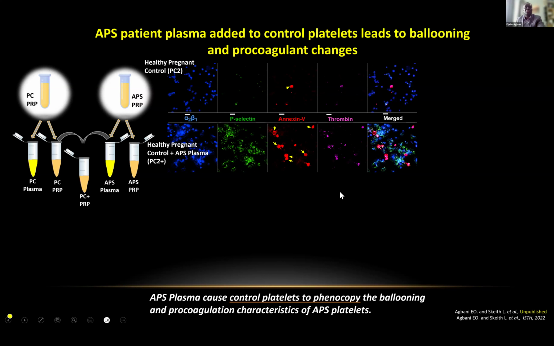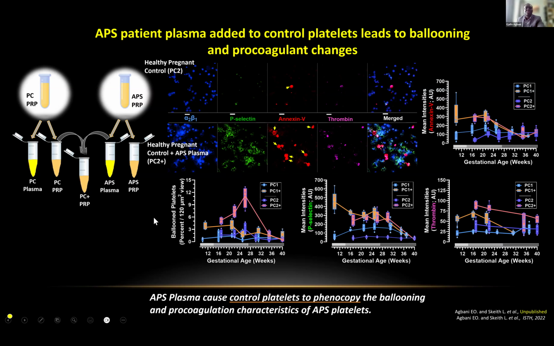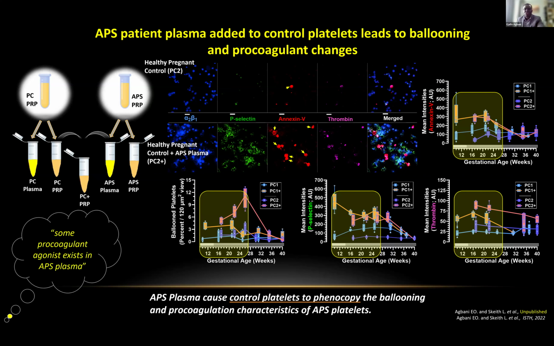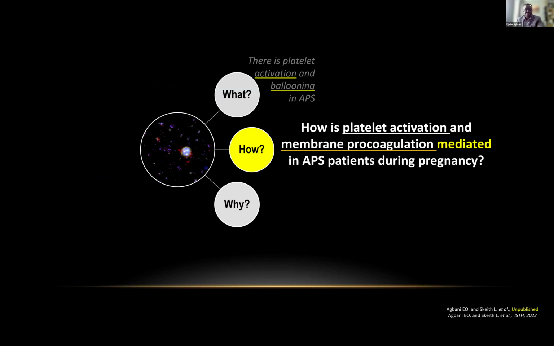Thrombin on the membrane. So clearly there's something going on there, showing that APS plasma can. From this, we see that this stimulatory effect can go up to about 20 weeks of week 28. For this, we don't know yet, but there must be some procoagulant agonists in the APS plasma. So how is platelet activation and membrane procoagulation being driven in APS patients?